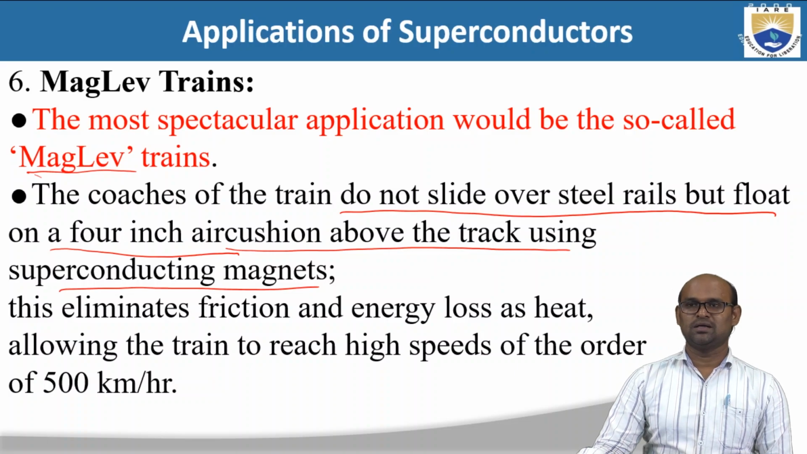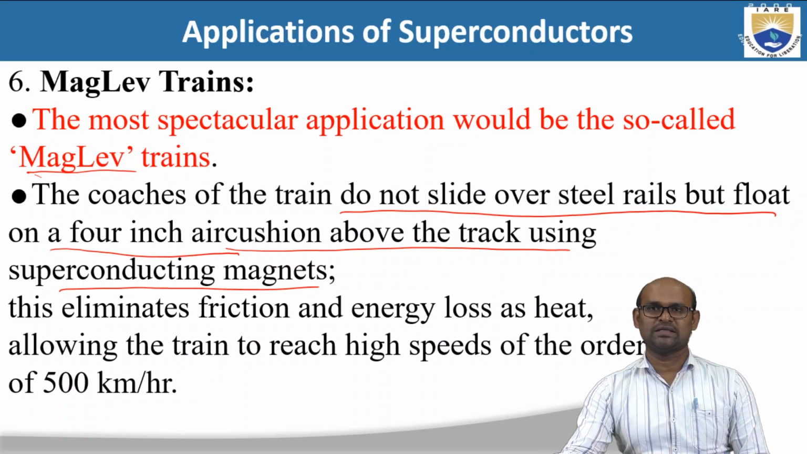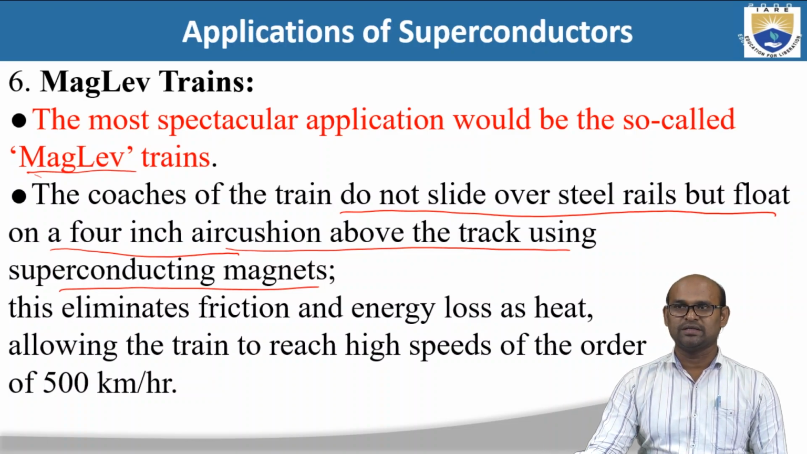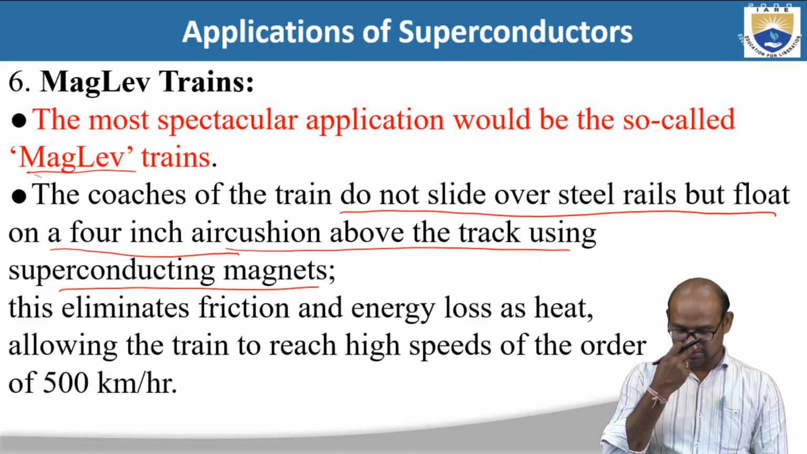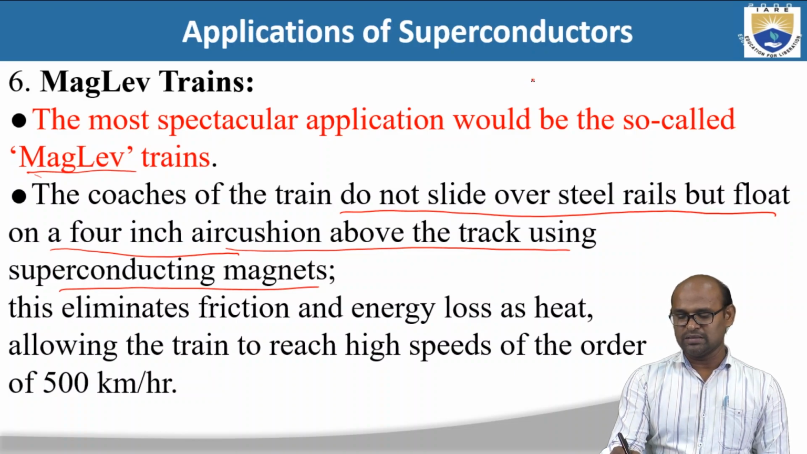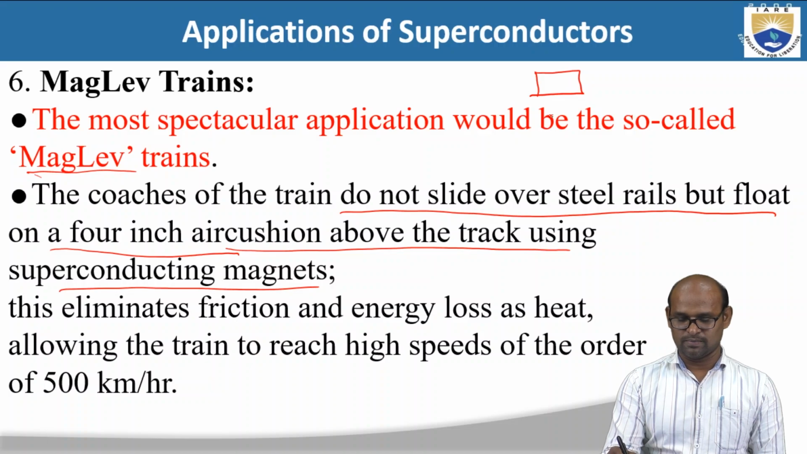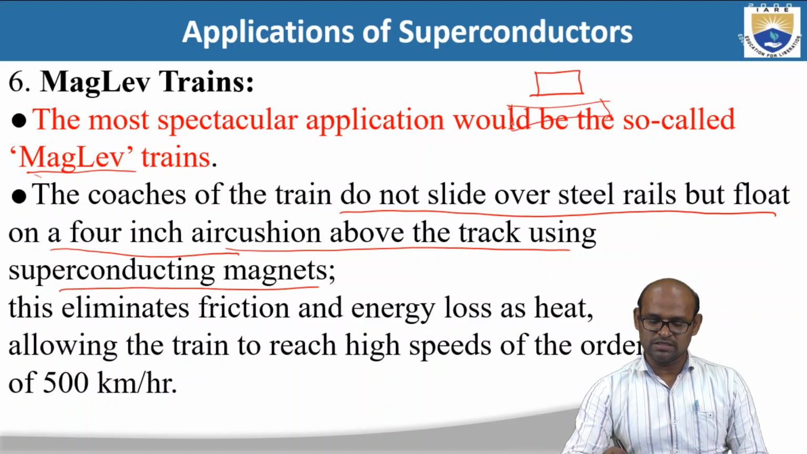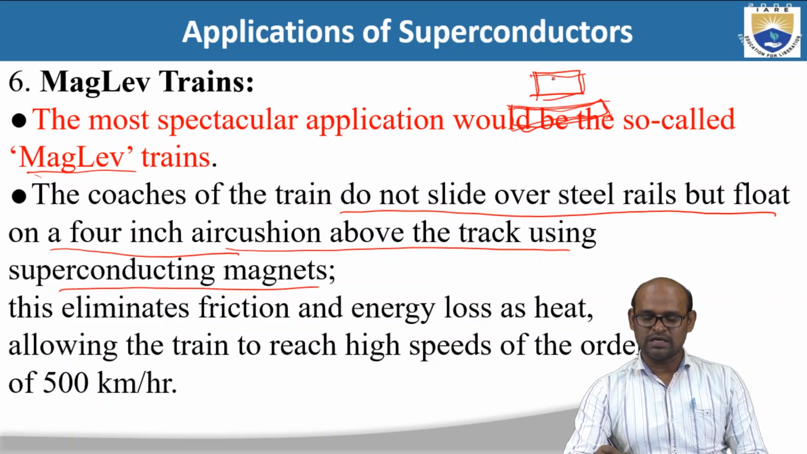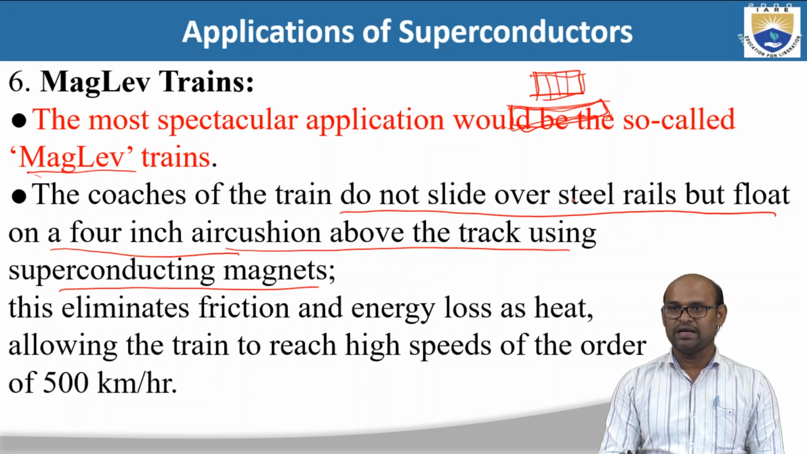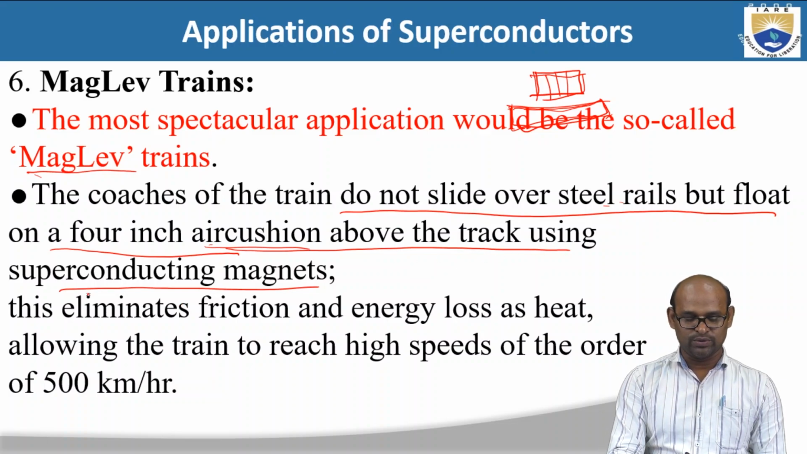We have studied that one of the properties of a superconducting material is that it acts as a perfect diamagnetic material. The property of a diamagnetic material is that it repels the applied magnetic field. You apply a magnetic field, and this superconductor is going to repel it. So if you make the coaches of the train with superconducting material, and you have a 4-inch air cushion above the track using superconducting magnets, then this superconductor is going to repel, right? That is why this will float in air. So these coaches of the train do not slide on steel rails but float on a 4-inch air cushion above the track using superconducting magnets.